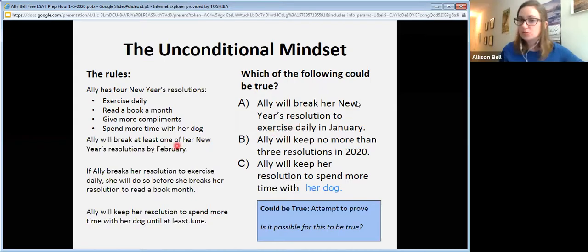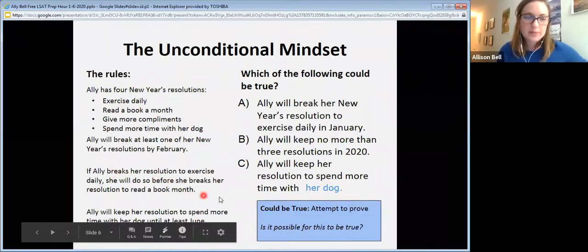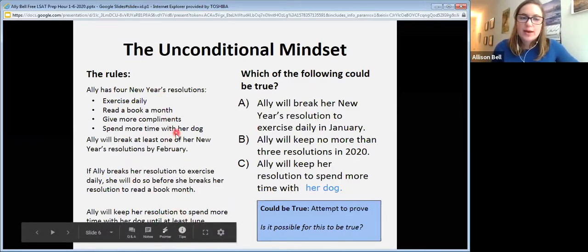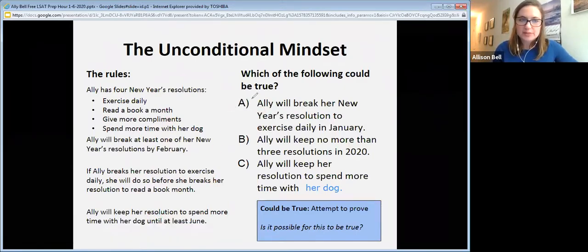So the February rule makes it reasonable that I could break this resolution in January. And then it says if I break my resolution to exercise, I'm going to do so before I break my resolution about reading. So that still makes it possible for me to break this in January. And the third rule doesn't really affect this at all. So basically what I'm looking for, is there any reason based off of these rules that this wouldn't be possible? And it seems like it definitely is possible. The rules allow for this to happen. So A could be a possible correct answer.